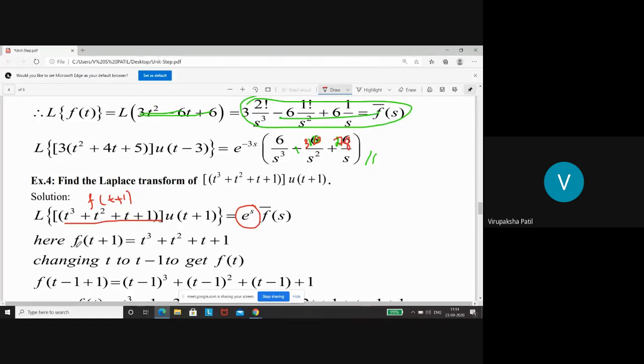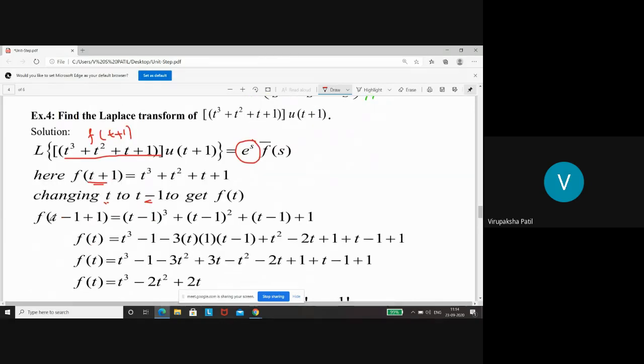So what happens here? f of t plus 1 is equal to t cube plus t square plus t plus 1. I want f of t here, so I have to change t to t minus 1. So f of t minus 1 plus 1 is equal to, wherever t is there, you have to put t minus 1. That becomes t minus 1 whole cube plus t minus 1 whole square plus t minus 1 plus 1. Here the last terms cancel, so you will get f of t.